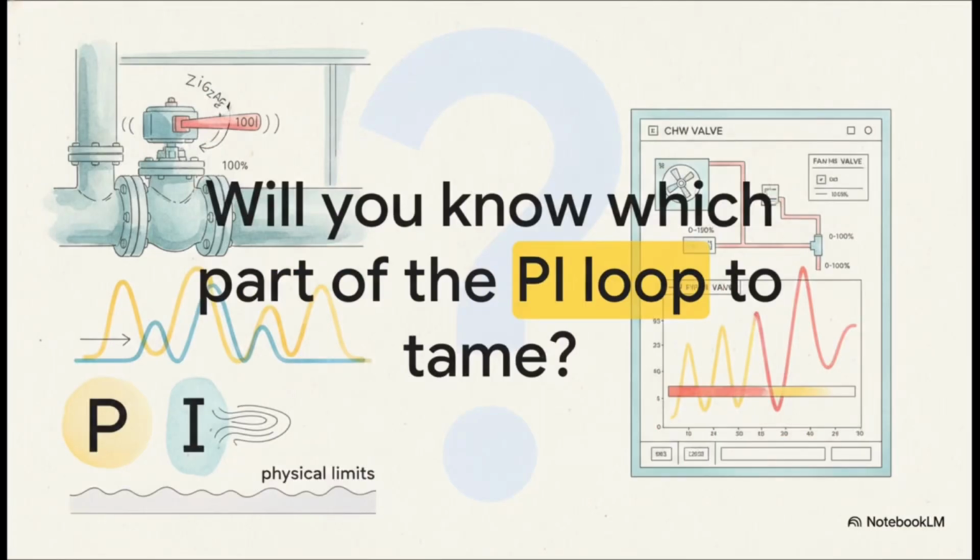So as we wrap up this explainer, I want to leave you with this question. Next time you're in the mechanical room or staring down your BAS graphics and you see a hunting chilled water valve swinging wildly from 0 to 100, are you going to know which part of the PI loop to tame? Just remember your P for the present error and your I for that past sustained offset. Respect the math, respect the physical limits of your equipment, and go out there and tune those loops.